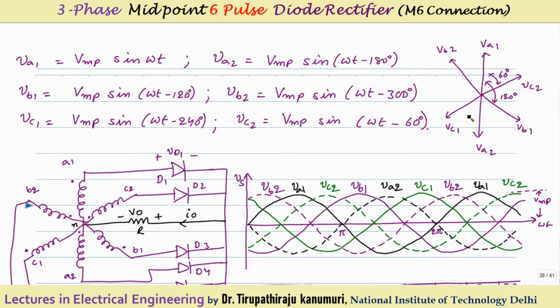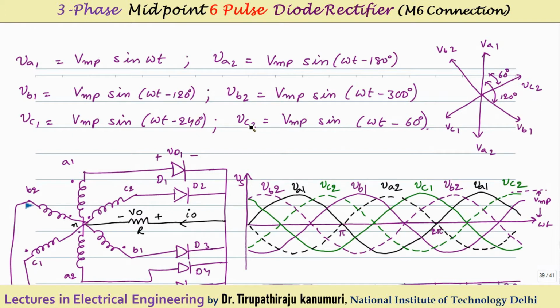So from here to here, what is the angle? It is 300 degrees. Or we can say that from here to here, if you are going in this direction, it will be 60 degrees leading or 300 degrees lagging with respect to A1. Now coming to C1, VC1 is lagging behind the phase A1 by 240 degrees.